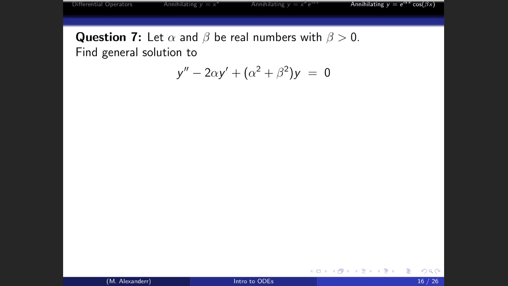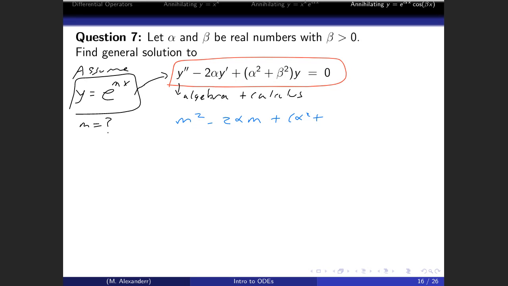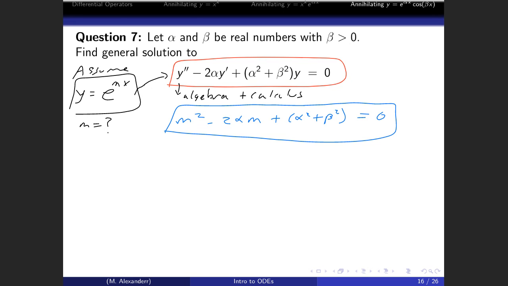We have this differential equation, and then we want to solve the differential equation. So do you remember what we have to do to solve a homogeneous second order linear differential equation? Well, we are going to assume that the solution is of the following format, e to the mx. At the moment we do not know what the m is equal to. So that actually is the question. We're going to plug it into the differential equation, do some calculus and algebra, and then we're going to get the auxiliary equation. So the auxiliary equation becomes m squared minus 2 alpha m plus alpha squared plus beta squared is equal to 0. This is called the auxiliary equation, and should be a review.